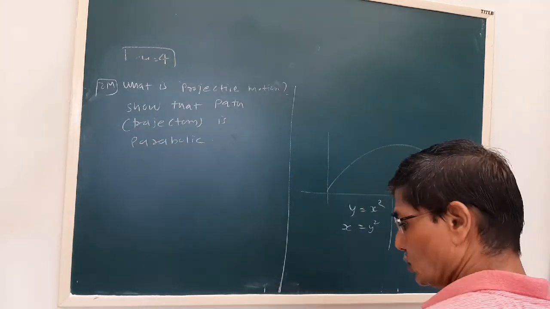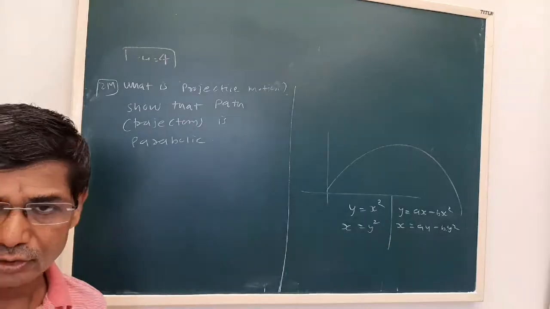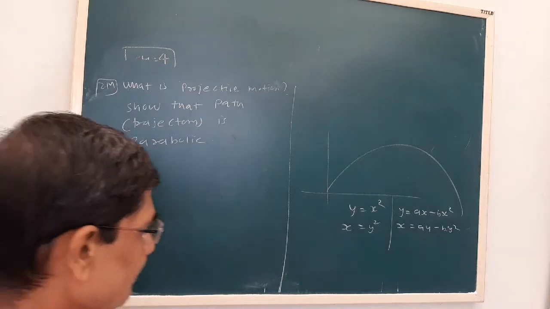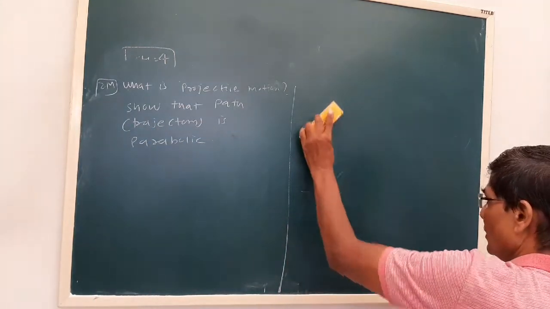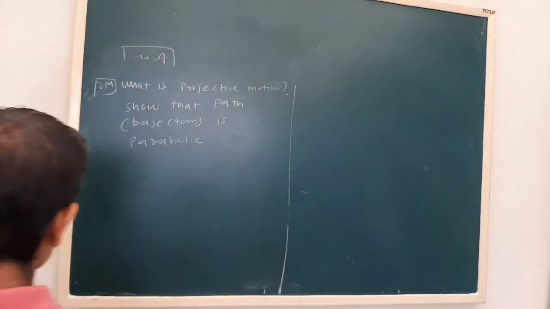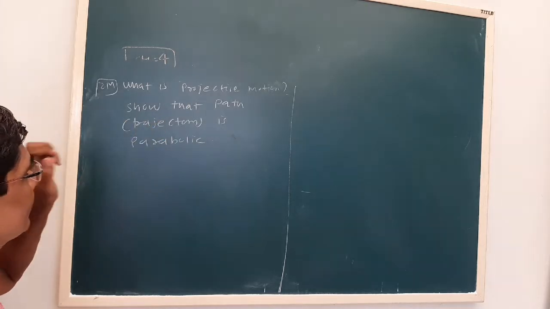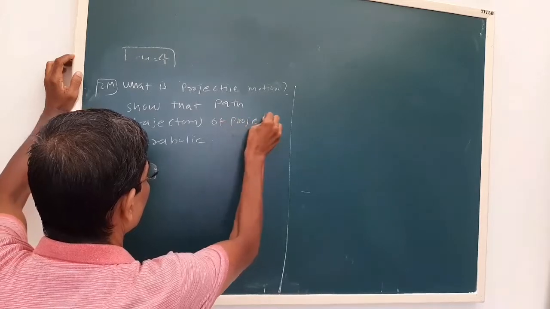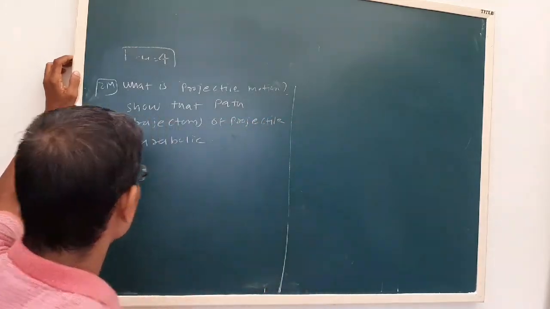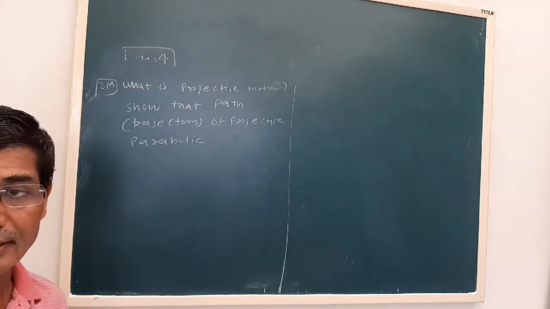Now those who are in mathematics will study this. Our biology students have to remember this one. Whenever any motion is of this type, it is a parabolic path. So here we have to show that the path or trajectory of a projectile is parabolic. See, the question will be like this: What is projectile motion? Show that the path or trajectory of a projectile is parabolic.